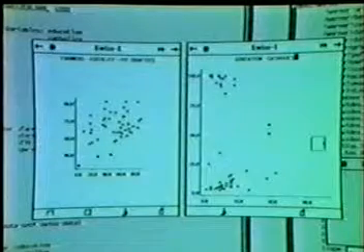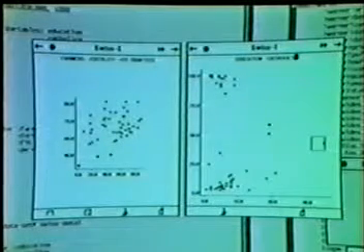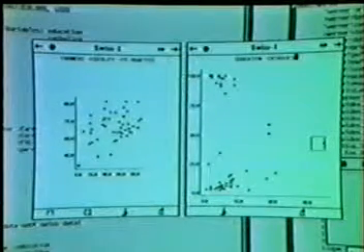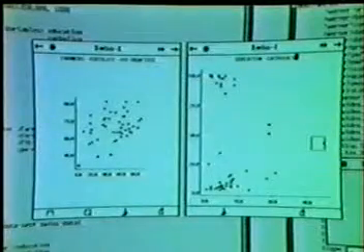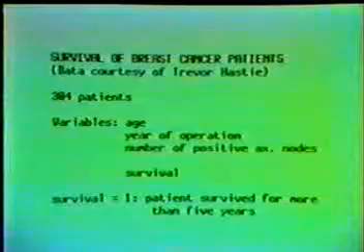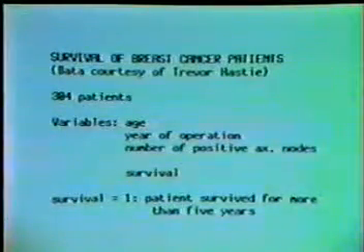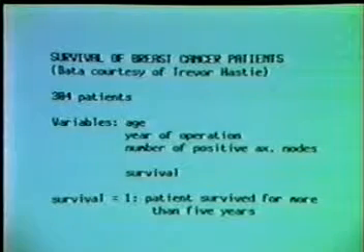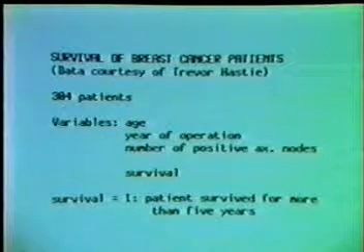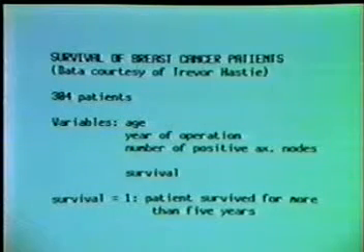Detecting non-uniformity and therefore association in our first example was very easy because the associations were so strong. This is not always the case. Let us look at a data set on survival of breast cancer patients. The covariates are age of patient, year of operation, and number of positive axillary nodes. The response is binary: 1 if the patient survived for more than 5 years, 0 if she didn't.